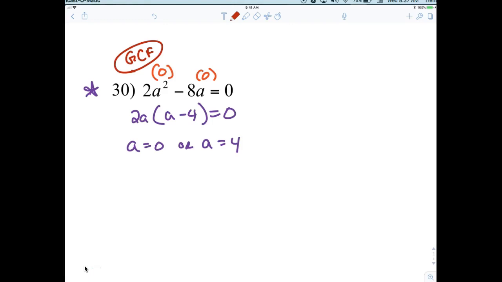Yes, it would be 2a. Very good. So this is 2a right here. And what's left behind? A minus 4. Do you agree? So then you set the factors equal to 0. 2a equals 0. A minus 4 equals 0.